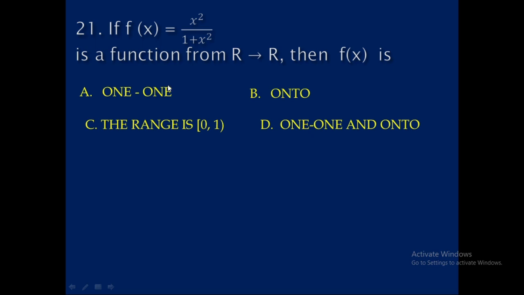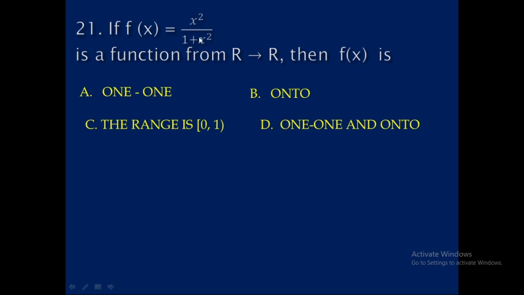Here you know that one-one function means different elements of R, real numbers, have different images. Onto means the codomain is exactly equal to the range of the function. First, verify whether it is one-one. Clearly it is a square function, x square. The domain is the set of all real numbers. f of x equals x square divided by 1 plus x square.